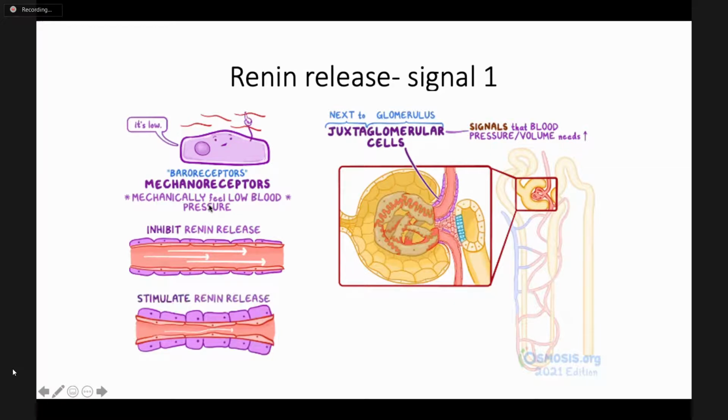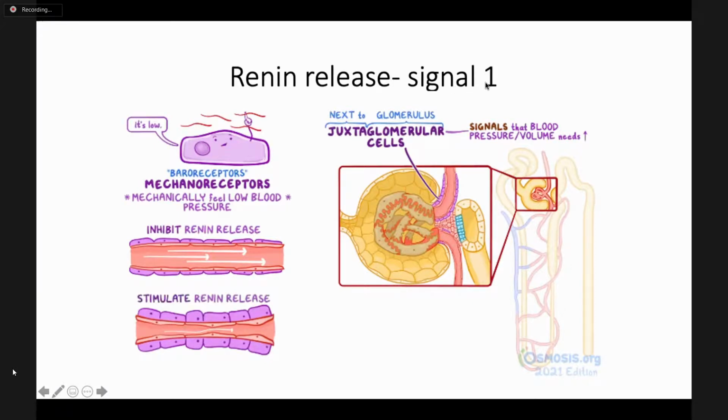So whenever the blood pressure is high, this cell will inhibit renin release. Whenever the blood pressure is low, the blood vessel collapses, the arterioles collapse. So this will stimulate this JG cell to secrete renin. That's how it functions, because it's a mechanoreceptor. So that is the renin release by signal number 1.